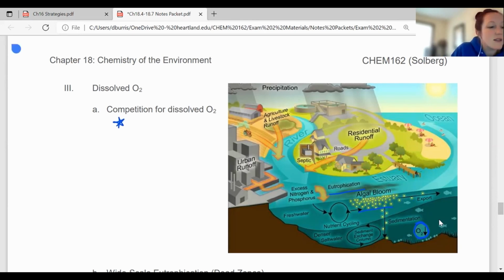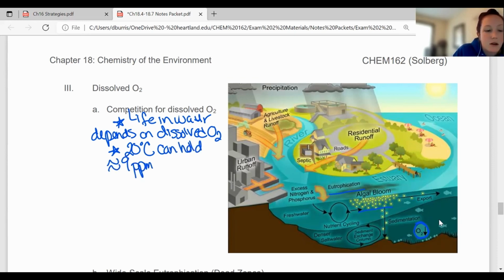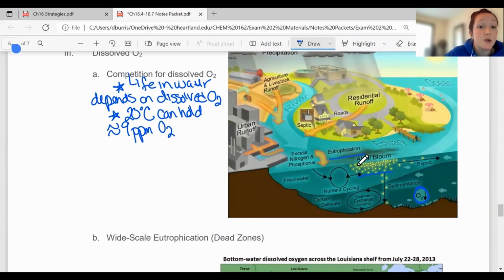So the oxygen in there, what we need is of course dissolved oxygen, because there's animals and things that live in the ocean, and they need oxygen as well. So life in the water depends on dissolved O2. Okay, and water at 20 degrees Celsius, which is a pretty typical temperature, can hold about 9 parts per million of oxygen. So that's not a lot, but it is enough to sustain life.